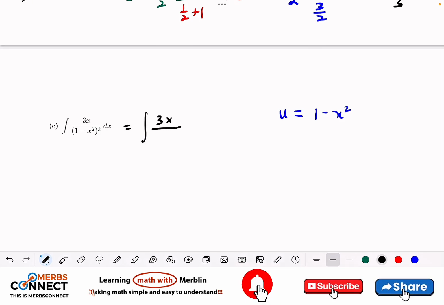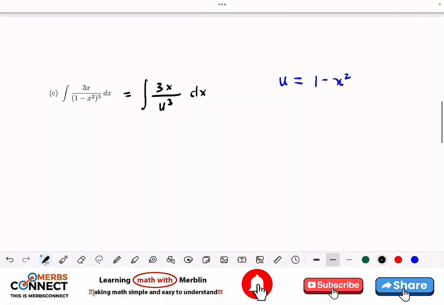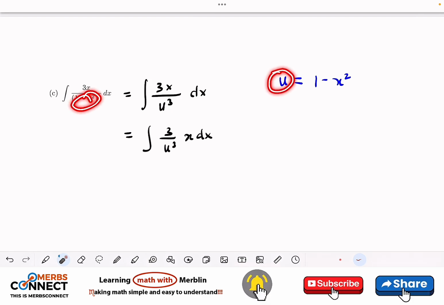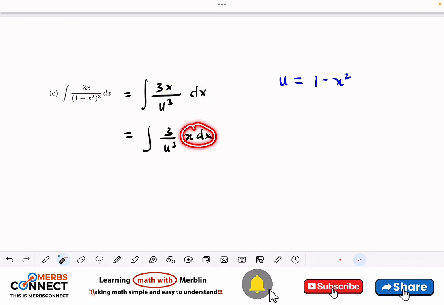3x divided by u to the power 3. Do you see that? dx, right? And I can rewrite this one too as 3 out, right? Or even let me maintain the 3 on the top there, u to the power 3. Then I group the x. So when I do the u substitution here, then what I need to do is I need to group my x. So I have now x dx.